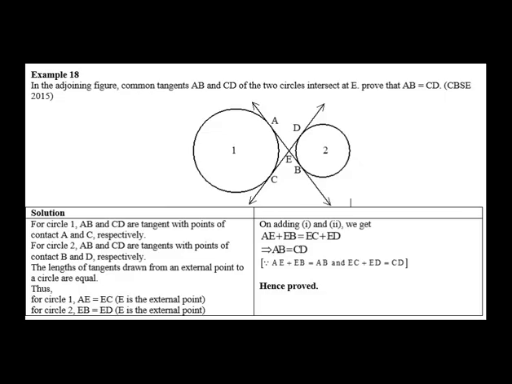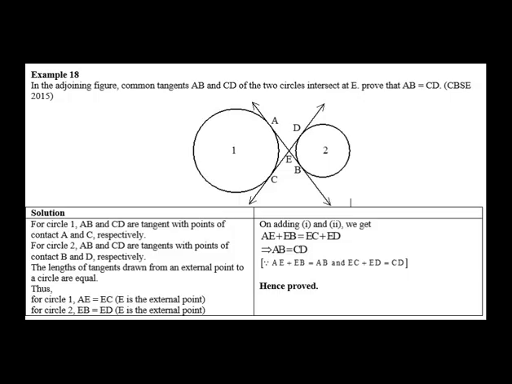Example 18. In the adjoining figure, common tangents AB and CD of the two circles intersect at E. Prove that AB is equal to CD. For circle 1, AB and CD are the tangents with points of contact A and C respectively. For circle 2, AB and CD are the tangents with points of contact B and D respectively. We know that the lengths of the tangents drawn from an external point to a circle are equal.